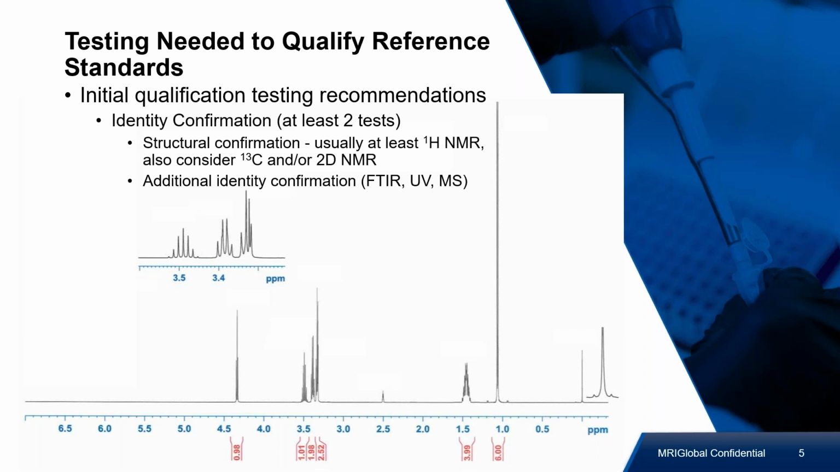So my recommendation for a primary reference standard would be to do at least 2 identity confirmation tests. At least one of those should provide structural confirmation, such as proton NMR. That's a great test to use. FTIR and UV can also be great if you have historic spectra for comparison. MS is great as a secondary test to confirm the molecular weight of a material. But of course, it can't be used by itself for identity confirmation because it doesn't give any structural information.